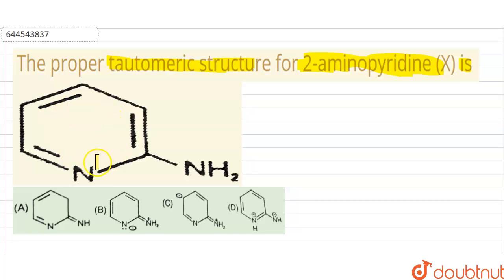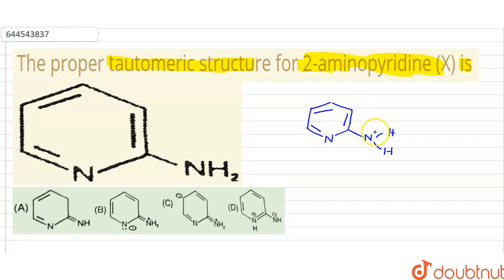Here it is the compound called 2-aminopyridine. If you draw the structure over here, we have a benzene ring like structure, and here we have nitrogen, and we have a double bond over here, another double bond, and another double bond is here. And here we have N bonded to H, and another bond is H. For tautomer structures, we have to shift this hydrogen to the double bond throughout the ring.